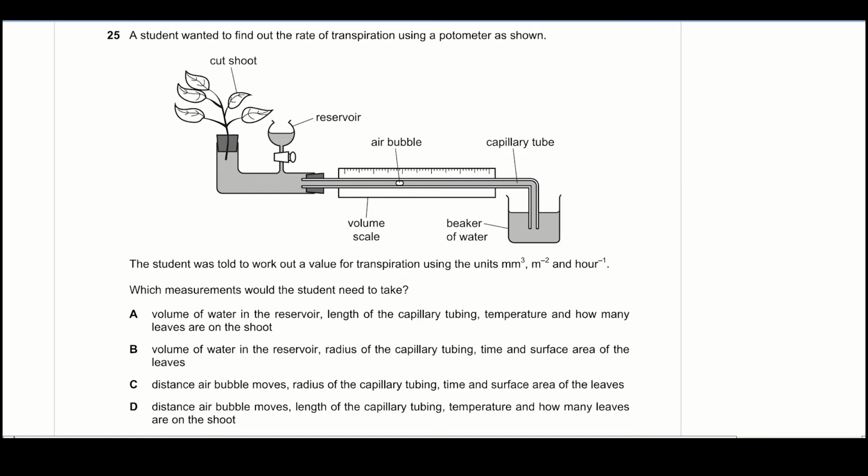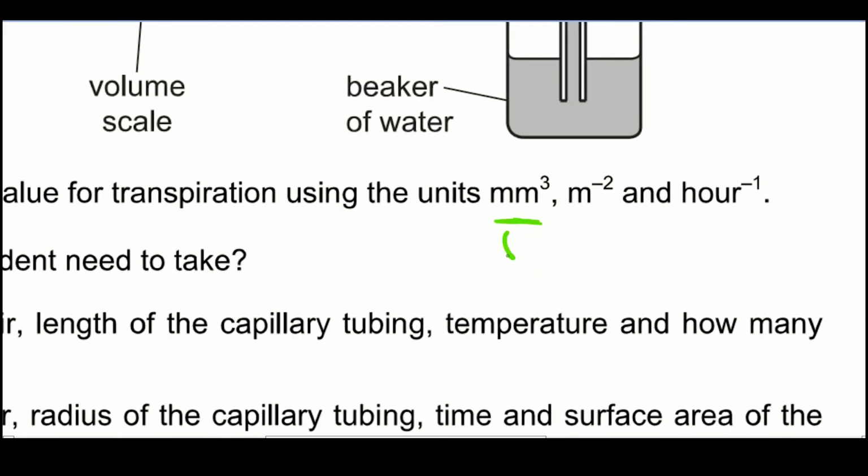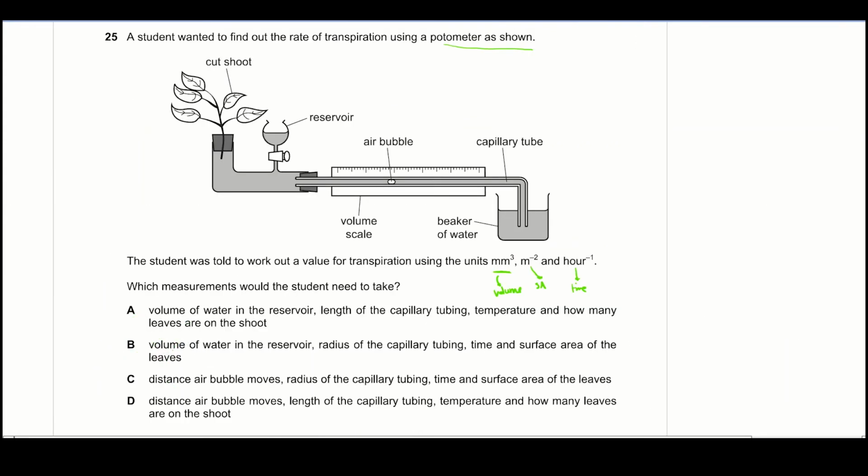5. The student wanted to find out the rate of transpiration using a potometer as shown. The student was told to work out a value of transpiration using the units millimeter cubed, so this is volume, meter cubed, which might be surface area, and hour, which is time. Which measurements would the student need to take?